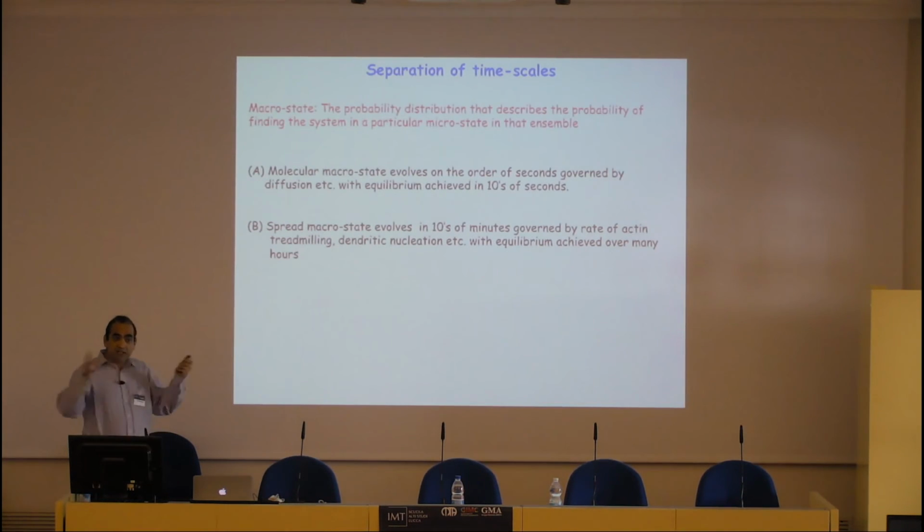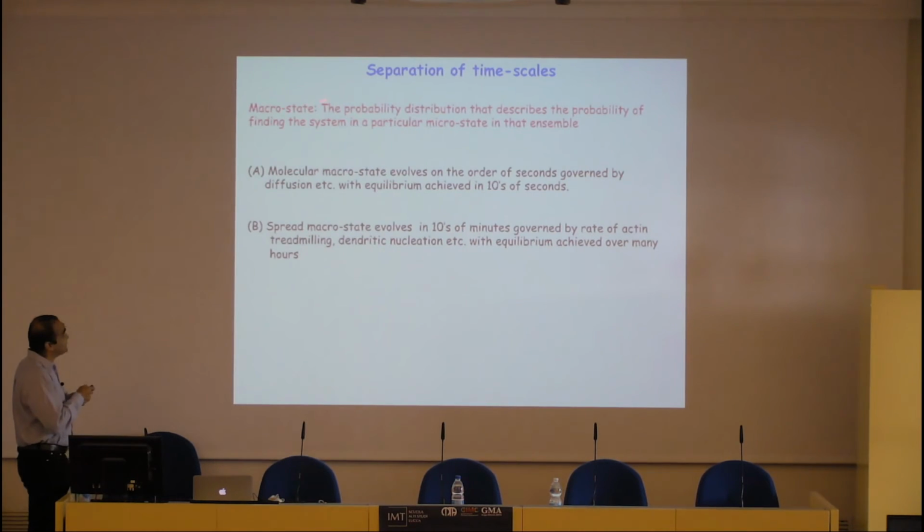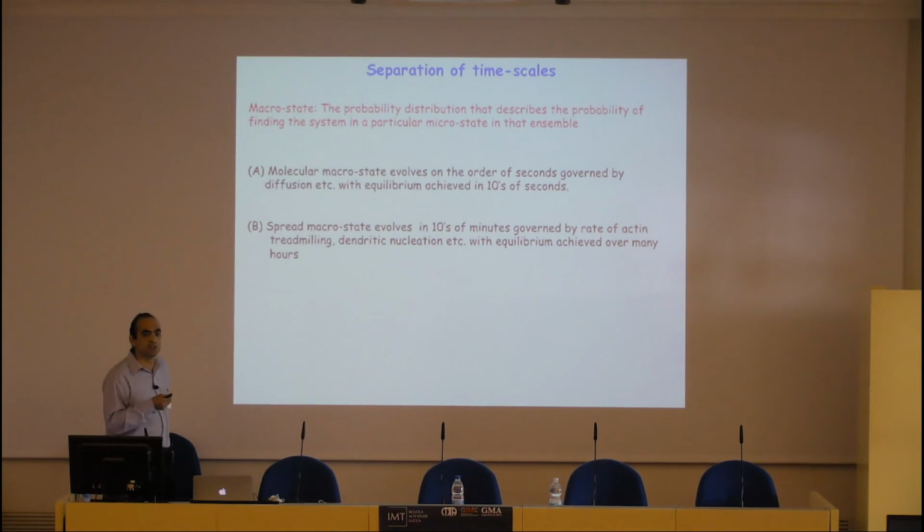Okay, so now you have these two levels of microstates. And in a statistical mechanics sense, you'll define a macrostate. What is a macrostate? It is giving me the probability distribution of finding a particular microstate. Okay, so a molecular microstate is evolving on the orders of tens of seconds, because diffusion timescales are on the orders of tens of seconds, if not maybe a minute or so. And that's what's basically telling me over what timescale the molecular macrostate is evolving. So the probability distribution of the molecular microstates is evolving on the orders of tens of seconds.